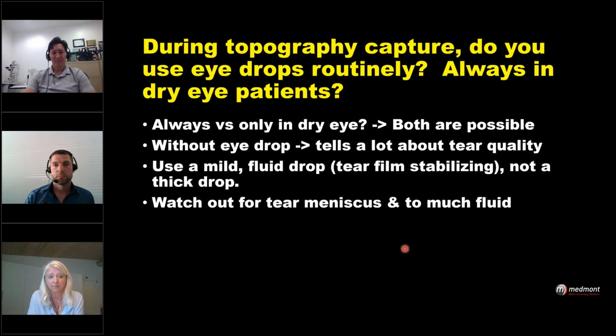But I also like the idea of having this evaluation of the tear film already at the first capture.